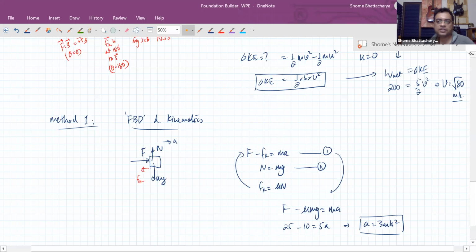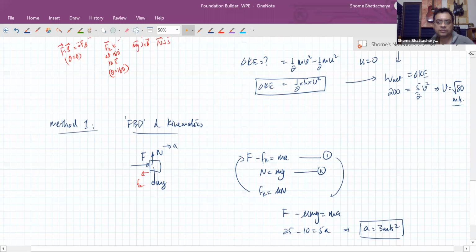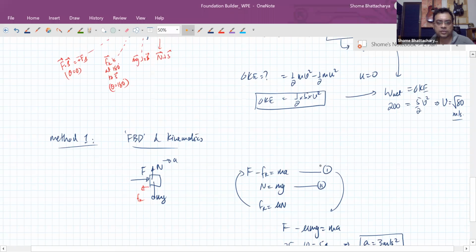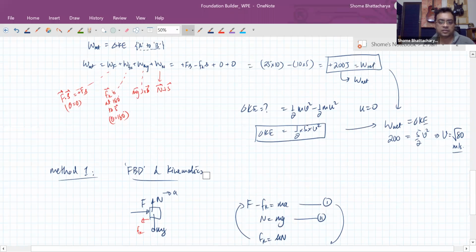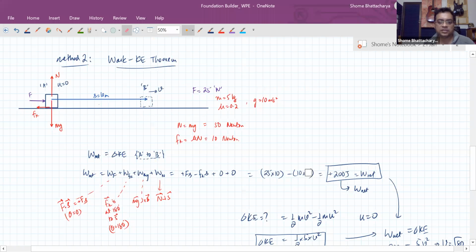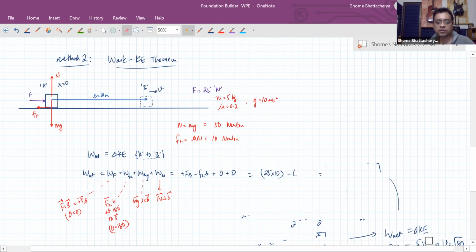Oh, wait a minute. I think I made a mistake in the calculation. Please make a correction here. S is 10 meters, so the work done by friction is different. Should I point it out? Nobody pointed it out either.